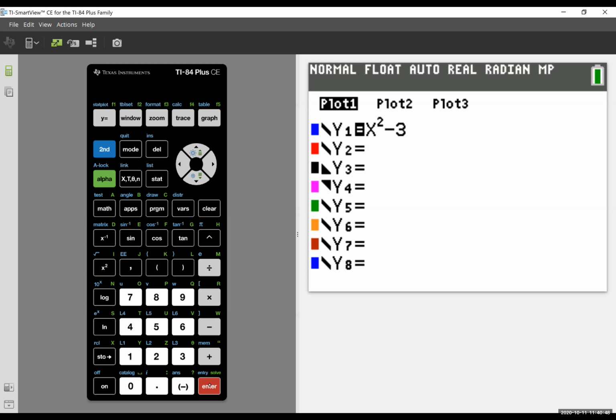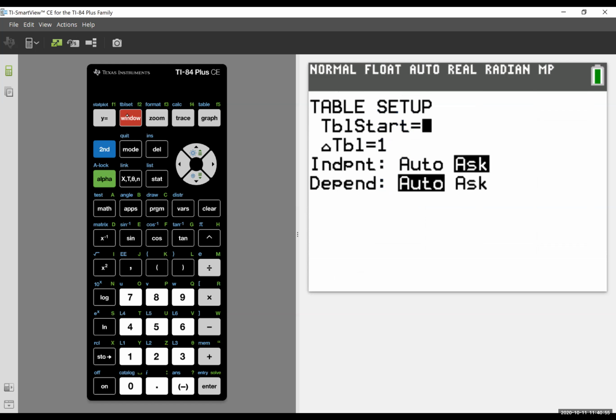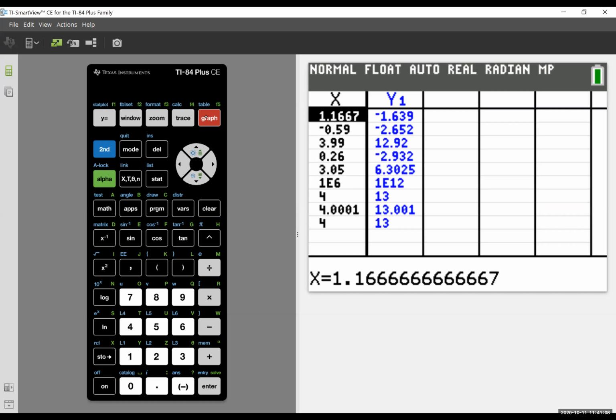Now we go to our table. So you can press second graph. And if you haven't done so already, you probably already have it set up, but you could go to the table setup and just make sure your independent variable, that is the x variable, is highlighted as ask. So if it's not, move it over, press enter, and dependent should be automatic. So let's go back to the table, second graph.